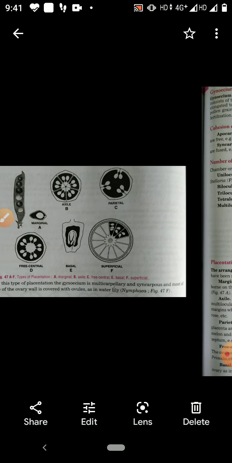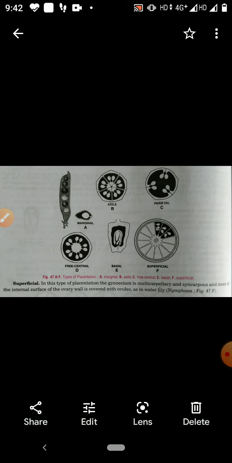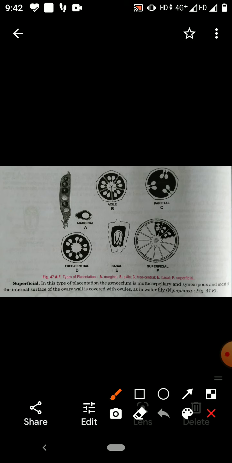First you see marginal placentation. Marginal placentation is found here, as shown in this figure. Marginal placentation is found in the monocarpellary unilocular ovary. Placentae are borne on the fused margin of the same carpel.